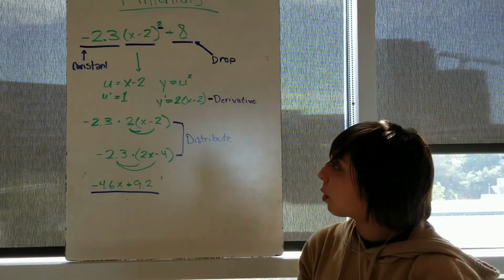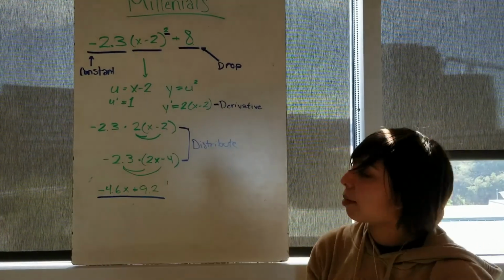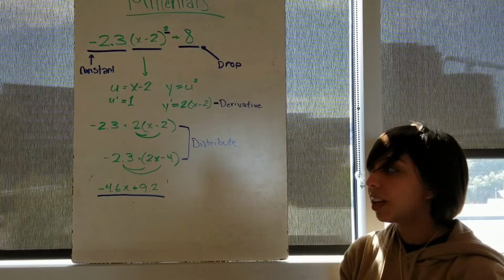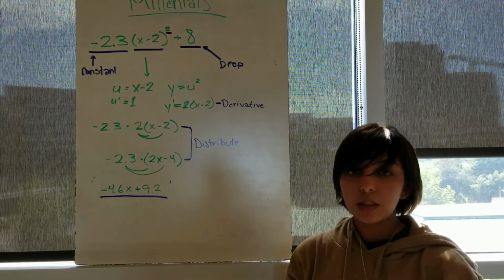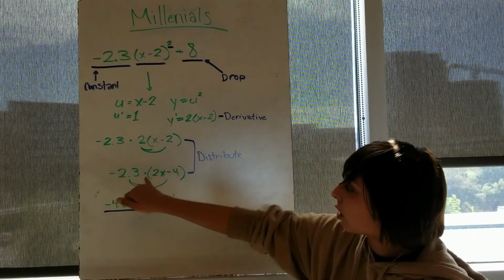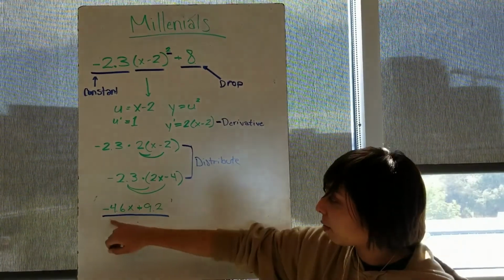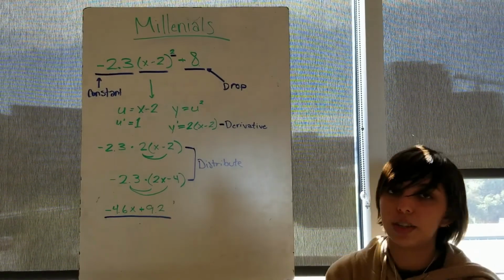So after that, we would put it back into another equation, and it'll be negative 2.3 times (2x minus 2). And then we'll distribute the 2 to the x and the negative 2. And so we get negative 2.3 times (x minus 4). Then we distribute again to get the equation of negative 4.6x plus 1.